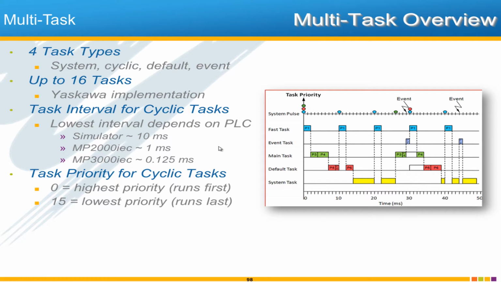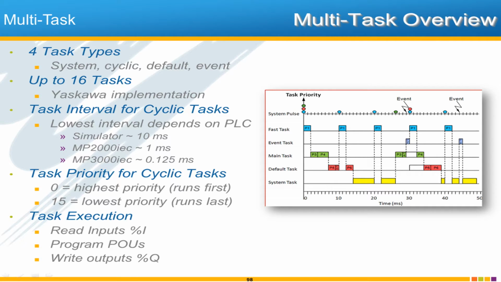There's another concept, which is that of task priority. If you have multiple tasks, which task can interrupt the other? That's the priority, where 0 would be the highest or first done, and 15 is the lowest priority, running last.